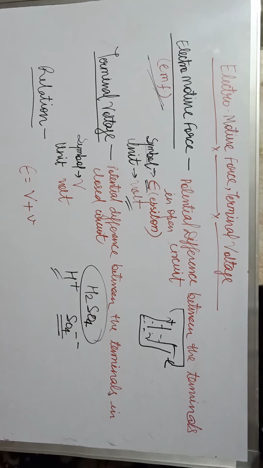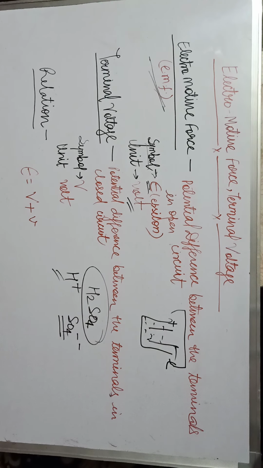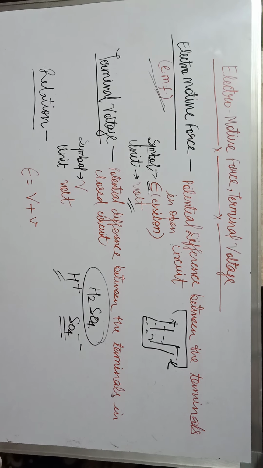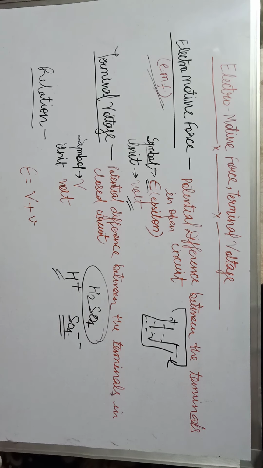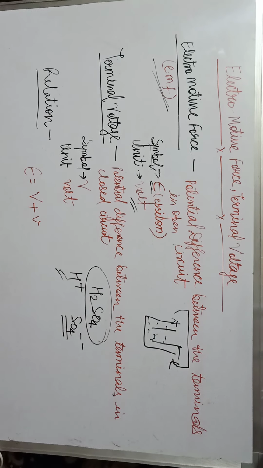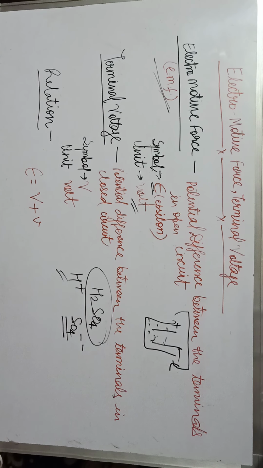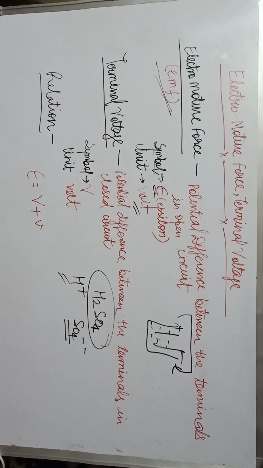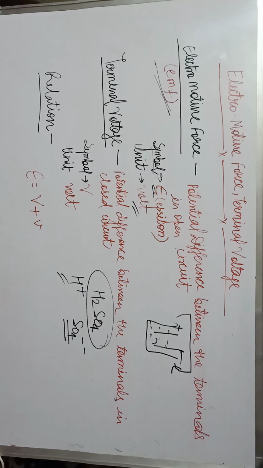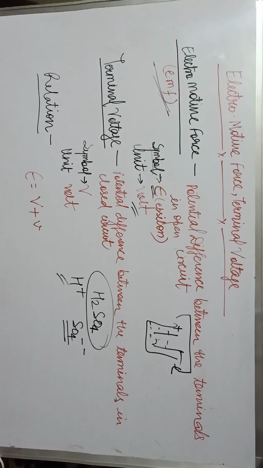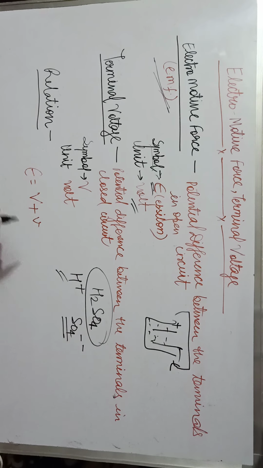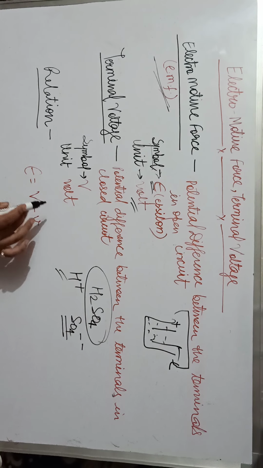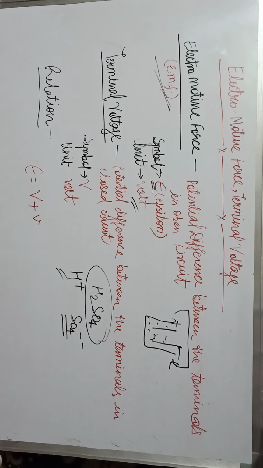Next we have the terminal voltage. Terminal voltage is also a type of potential difference, but in this condition the circuit should be closed. When the circuit is closed, the potential between the two terminals of the cell is called the terminal voltage. Its symbol is V and the unit is volt.